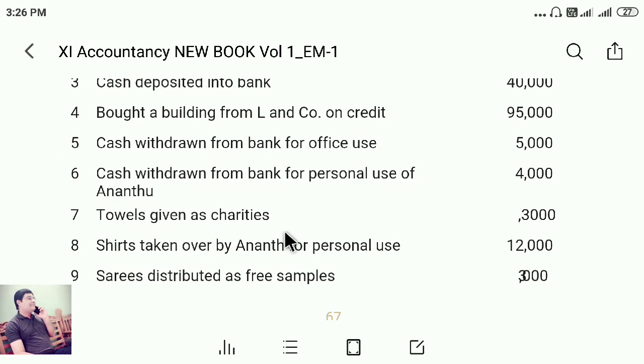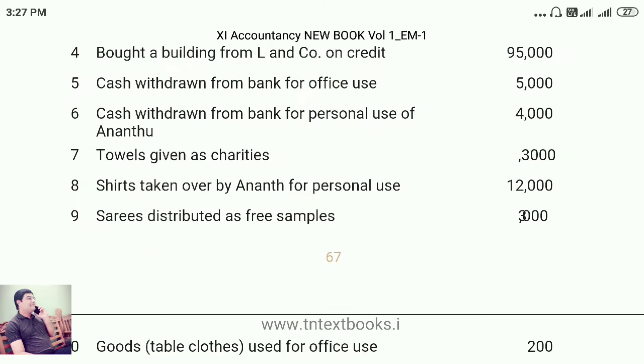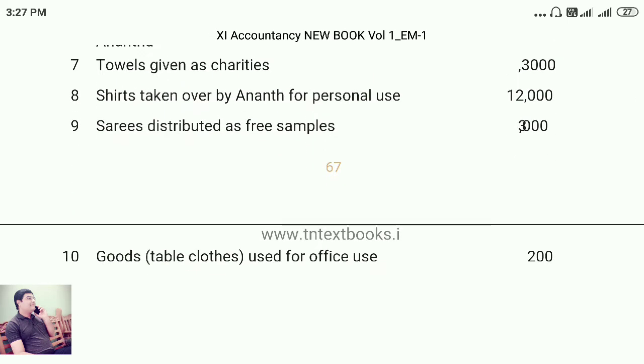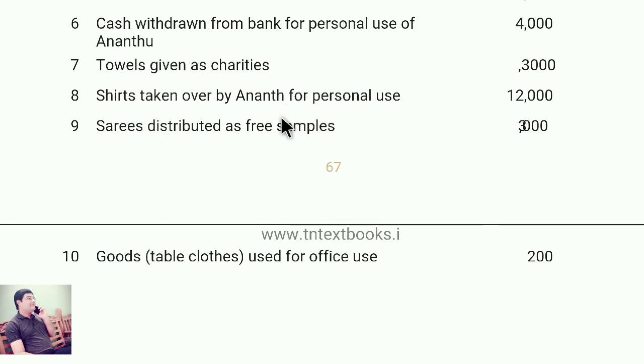Towels given as charity. Charity means we will not receive any money because we are doing charity. So for charity purpose we gave the towels. So charity account debit to purchase account. Then the shirt taken over by Anant for personal use, for his own purpose.